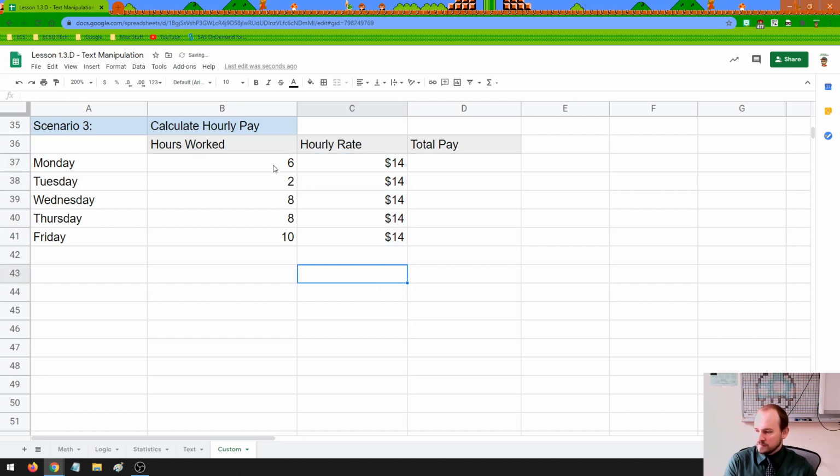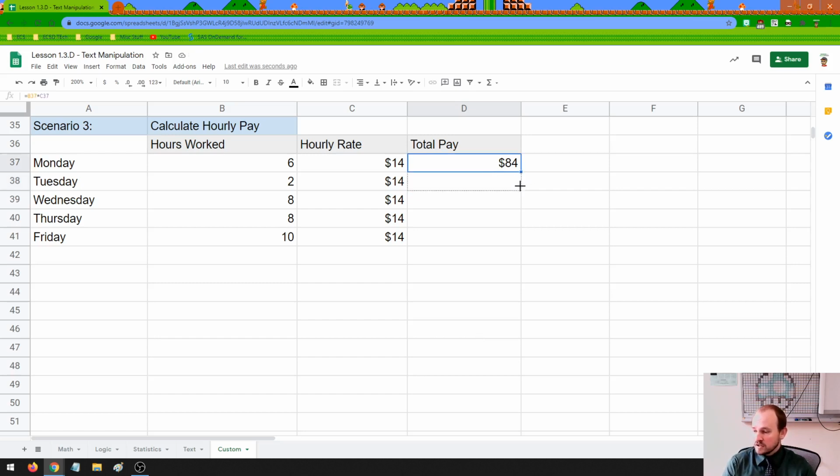So we each get paid on the 14, all right? So now, in order to calculate the total pay, we are going to set it equal to this cell, B37, times the hourly rate, which is C37, and press enter. So you've now made $84 on the first day, on Monday.